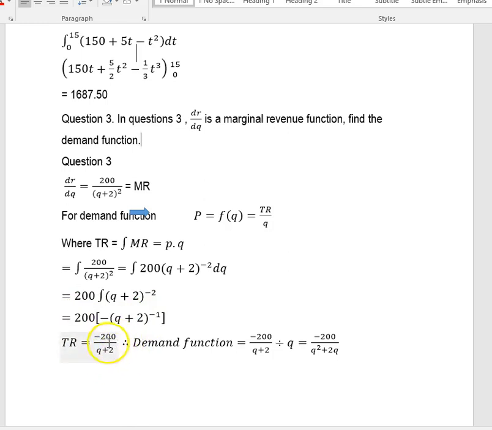And so if I divide by Q, dividing by Q means multiplying by the reciprocal of Q. So if I divide by Q, it becomes 1 over Q when I multiply it, and that will give me that. So that's my demand function from that marginal revenue.